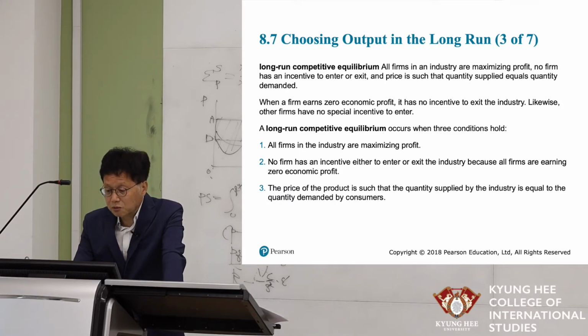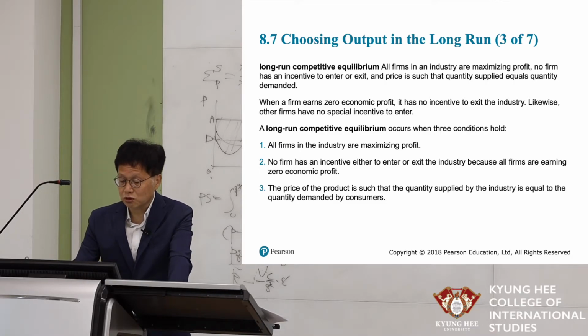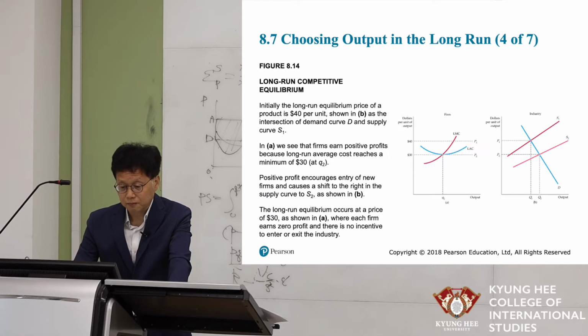Long-run competitive equilibrium occurs when three conditions hold. Number one, all firms in the industry are maximizing profit. This maximized profit is equal to zero. Number two, no firm has an incentive to either enter or exit the industry because all firms are earning zero economic profit. Number three, the price of the product is such that the quantity supplied by the industry is equal to the quantity demanded by consumers. Demand equals supply. Okay.